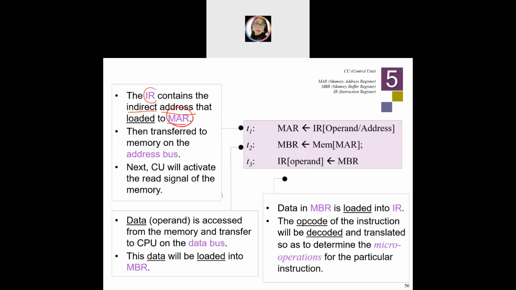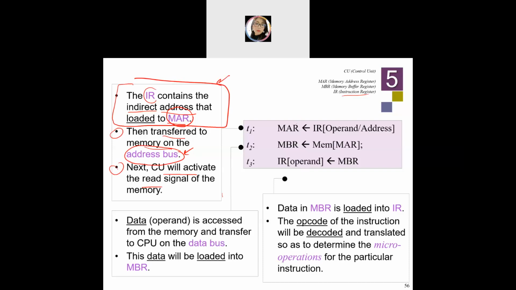Just now, MAR was equivalent to PC or IP, wasn't it? But now you're going to have indirect, so that's why you are using the IR. Then it will be transferred to your memory, a similar step, using the address bus. The next step is also similar. So the only difference for step T1 is this.